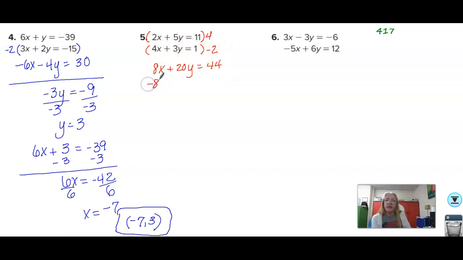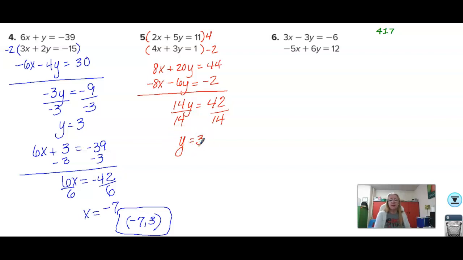That will give me -8x, just what I wanted. -2 times a positive 3 gives me -6y. And negative 2 times 1 gives me negative 2. Now I'm ready to add these two together. Those drop out. 20y minus 6y is 14y. And 44 minus 2 is 42. I don't know my 14 times tables, but I do think that this is times 3. So y is 3.